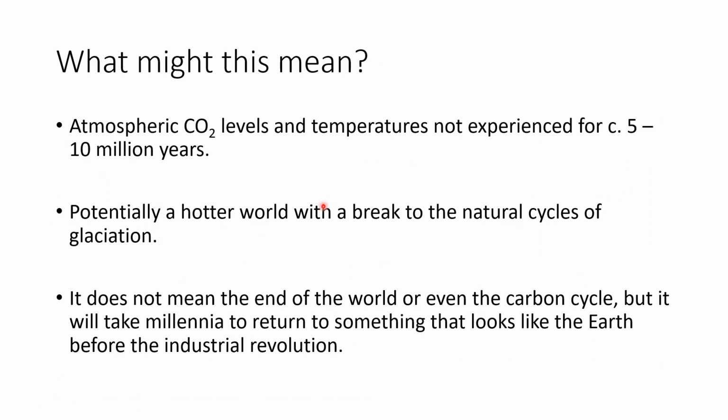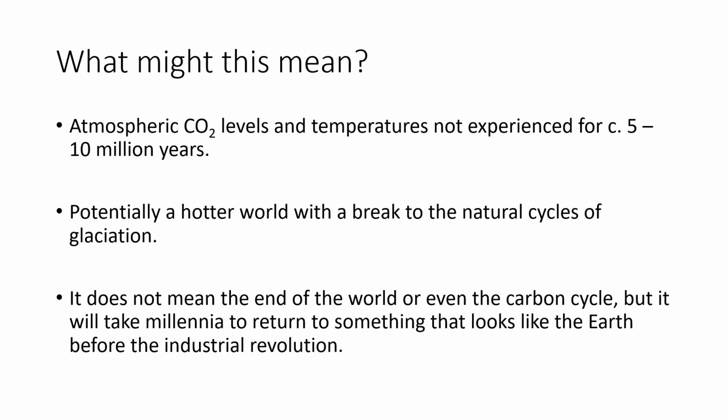So what might this mean overall? Well, firstly, we see these very high values, and it will give us potentially a hotter world and probably a break to those natural cycles of glaciation, these ice ages I talked about as well. What it doesn't mean is the end of the world. What we're not seeing here is a shift which will cause the end of the world. It's essentially just an imbalance within that carbon system, and over time it will take a while, but we will actually remove the carbon from the atmosphere into the ocean, into the sediments, into the rock record, but it will take a very long time for that to occur.